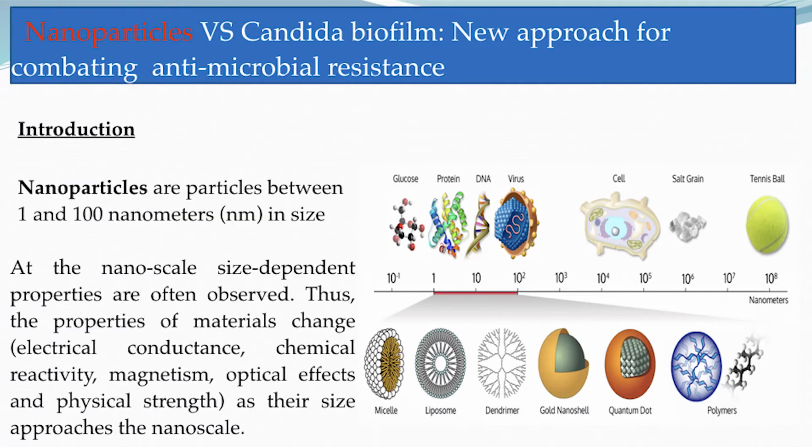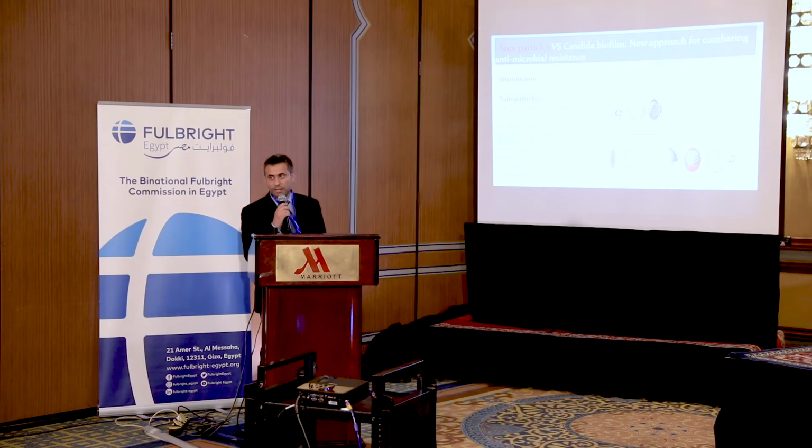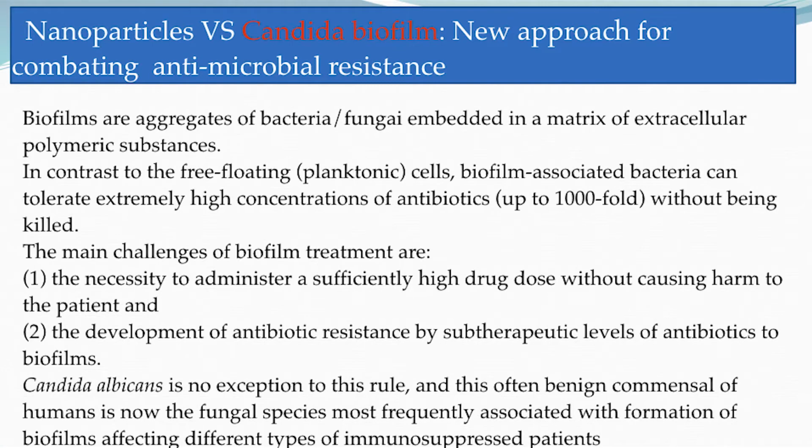Let's start with the first keyword here, which is nanoparticles. Nanoparticles are any particles in the size range of 1 to 100 nanometers. We are concerned about this particle size range because material at this size range has completely unique, different physical and chemical characters. If we look at the other keyword in the presentation here, which is Candida biofilm.